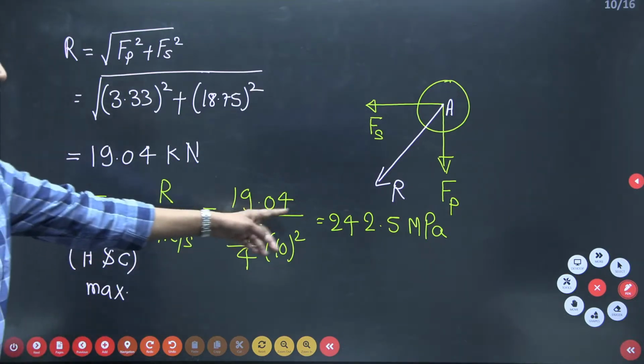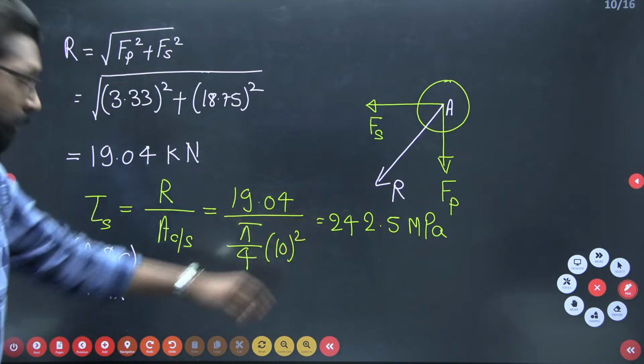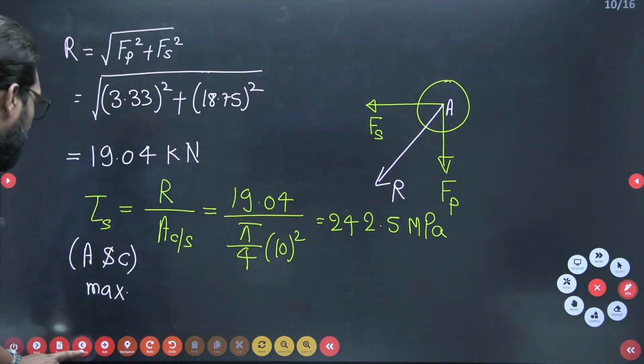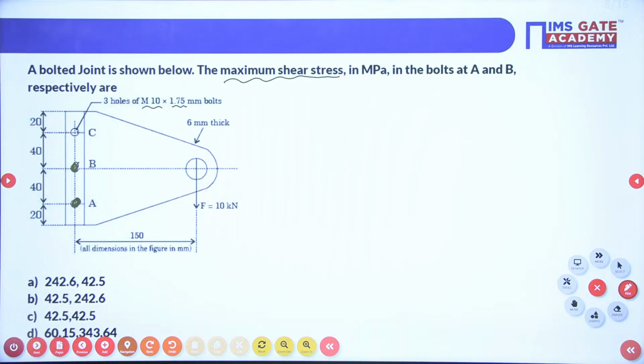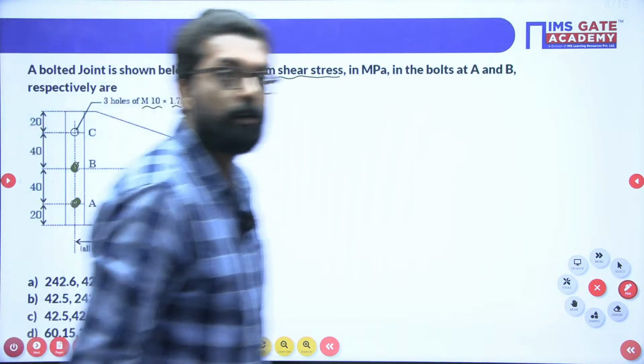So 242.5. That means which option is correct? 242.5, option A. Option A is correct. On bolt A it is 242.5, and on bolt B, only primary, that means 42.5. So option A is correct.